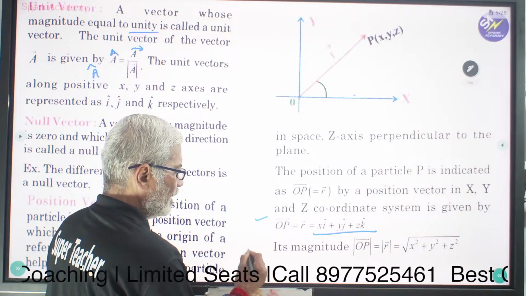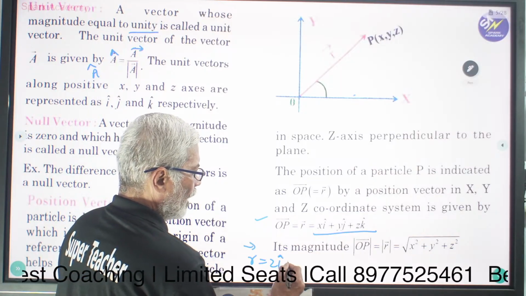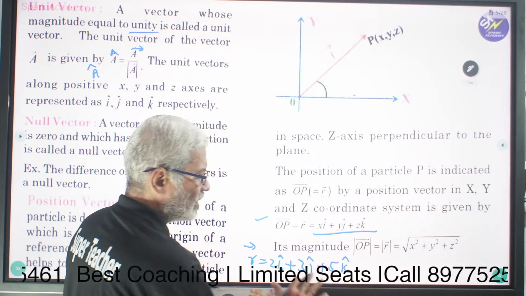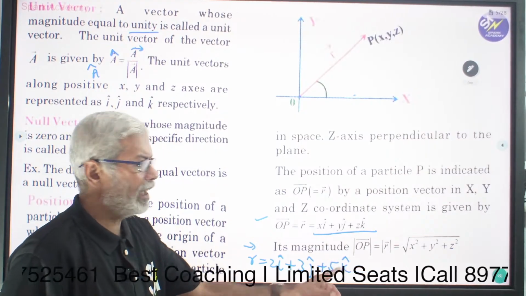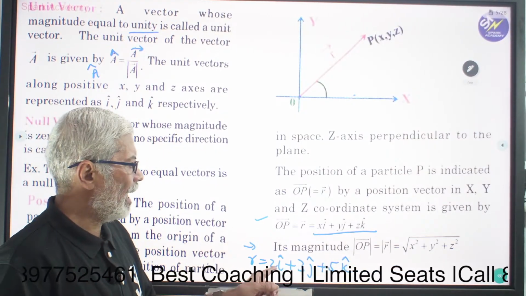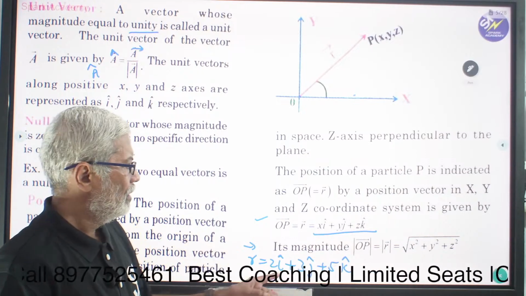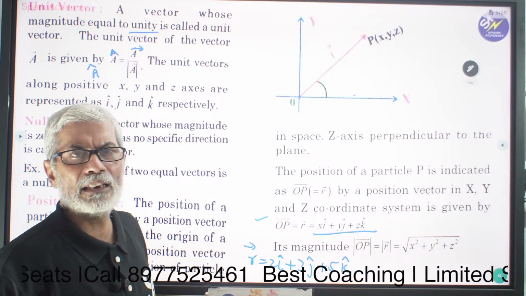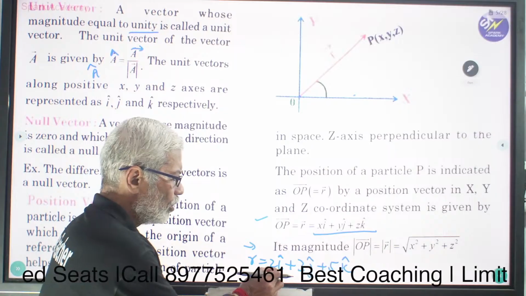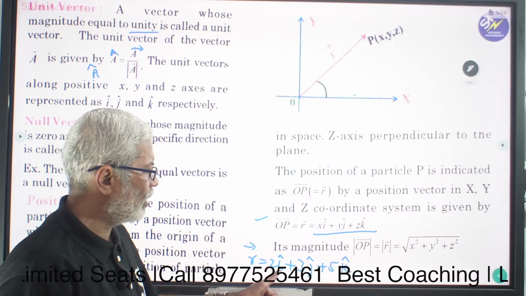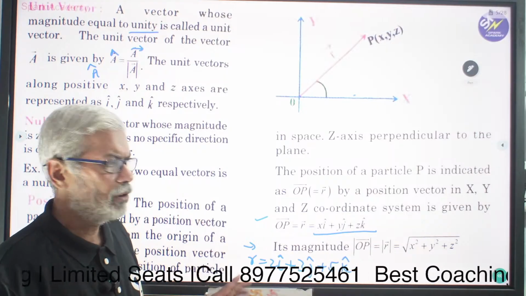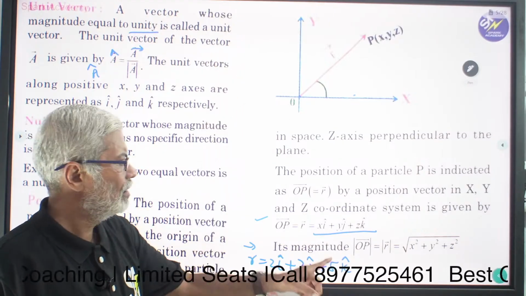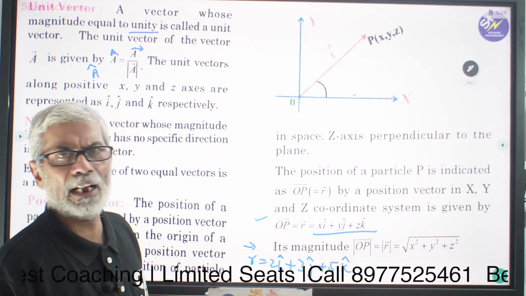Suppose I write 2I cap plus 3J cap plus 5K cap. What is the physical meaning? I, J, K are the unit vectors. I cap is the unit vector in the x direction, J is the unit vector in the y direction, and K is the unit vector in the z direction. That means you are supposed to go 2 units in the x direction. I you can consider as 1, so 2 into 1. Similarly, J is the unit vector 1, so 3 units in the y direction. Similarly, 5K means 5 units in the z direction.